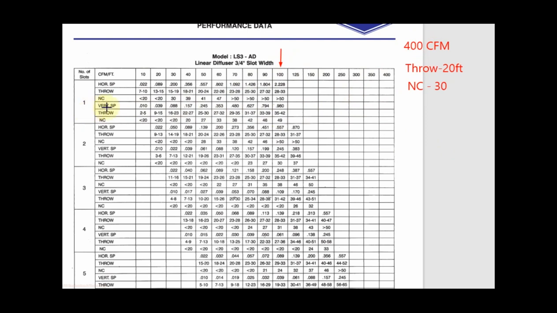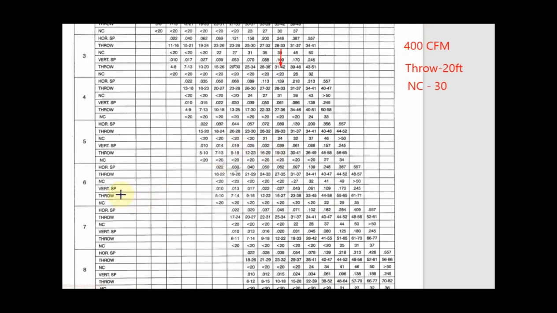So the CFM per feet will be 100, so we will select this column. Then you can see for one slot the NC value is greater than 50, not accepted. For two slots also, then for three slots 38, for four slots 31, for five slots it is 24. Then we'll see the throw value 33, and we need 20, it is more, so we cannot select it also. Then we'll see for 6 slots and NC value is less than 20, it is okay, but the throw is 35. Then for 7 slots, throw is 34, and for 8 slots, throw is 32, which is more than 20. So we cannot select any slot diffuser from this table for 400 CFM.